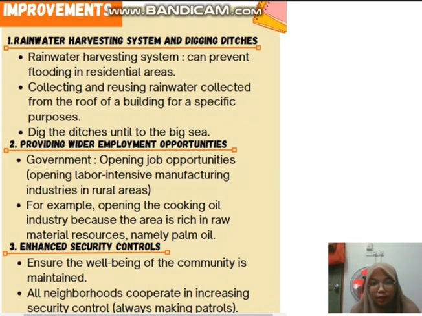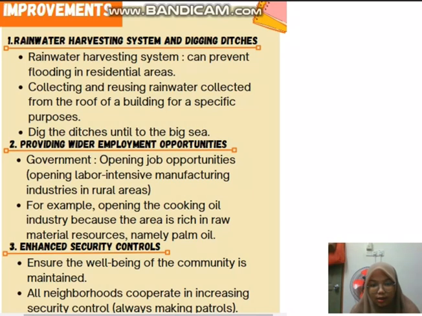Second, providing wider employment opportunities. The government is opening job opportunities, opening labor-intensive manufacturing industries in rural areas. For example, opening a cooking oil industry because the area is rich in raw material resources, namely palm oil.